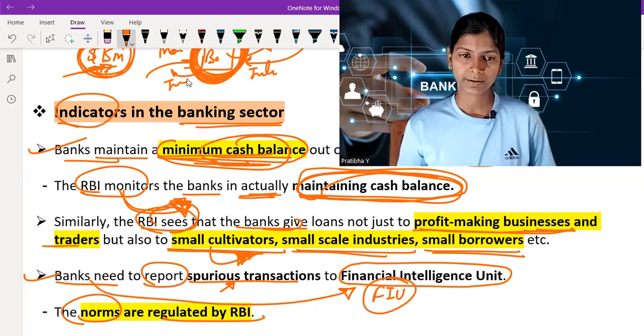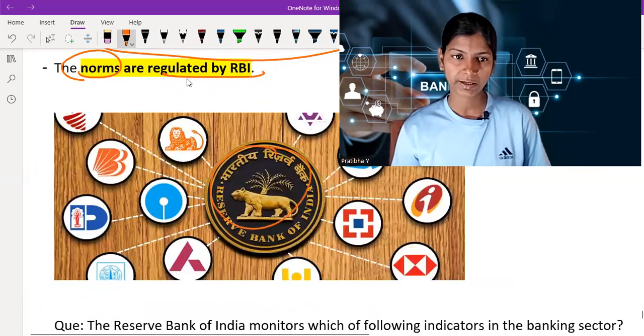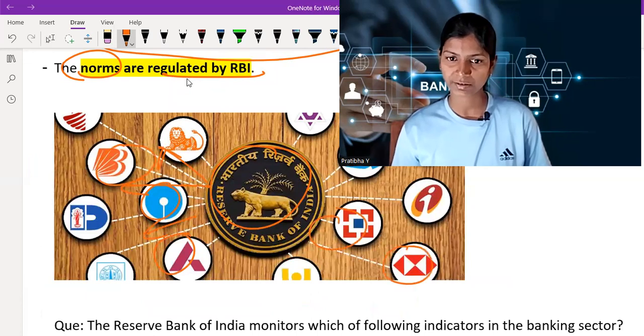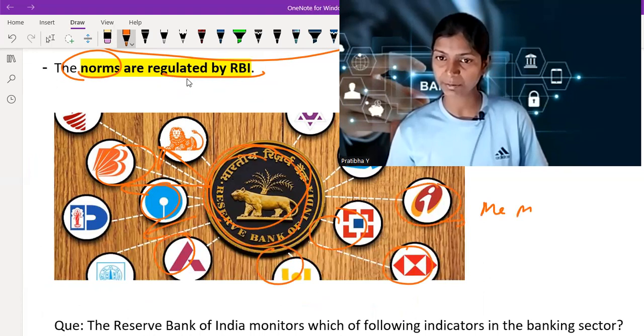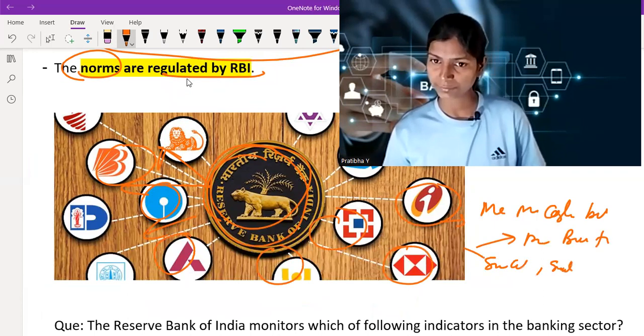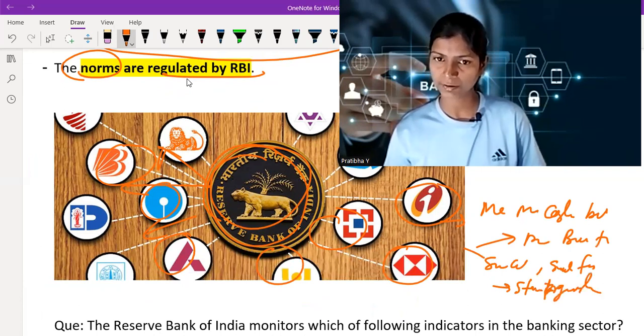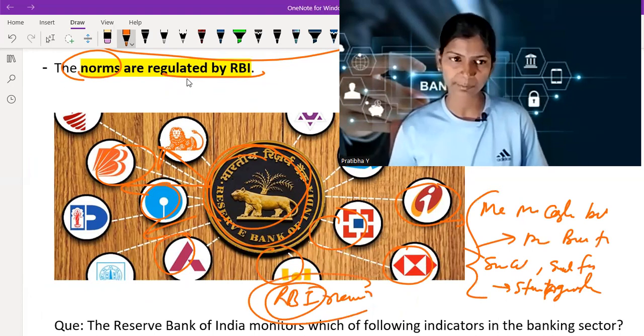So from this video, remember four to five important points. Here you can clearly see the RBI logo. It regulates different banks: Axis Bank, SBI, Bank of Baroda, HDFC, HSBC, ICICI, Punjab National Bank. So the RBI regulates many banks to maintain minimum cash balance, and to give loans not just to profit-making businesses and traders but also to small cultivators, farmers, and small financing people or organizations. And the norms are regulated by the RBI. So these are important points related to the banking sector.